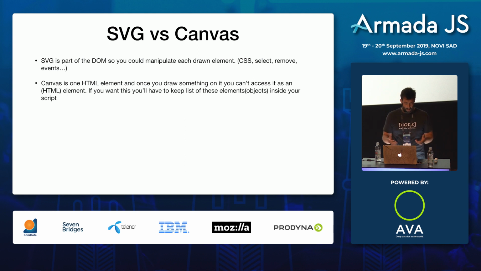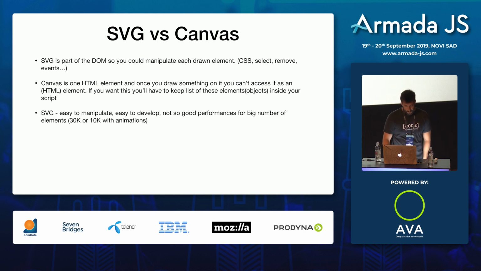Canvas is one HTML element, and once you draw something, you cannot use that object anymore. It's there, but no events. You cannot remove it. So for Canvas, you need to keep the records in your script, basically the array of all elements you draw on Canvas.